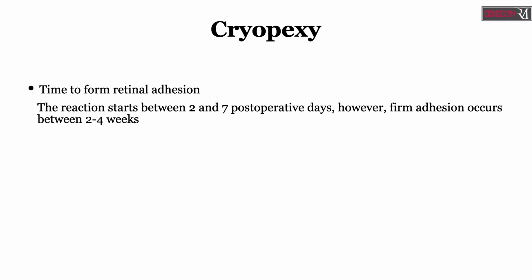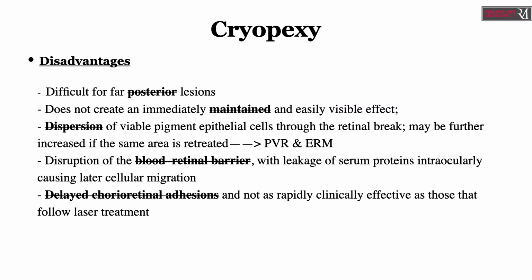Commonly, the reactions start between 2 and 7 days for the cryopexy, and the firm adhesions occur between 2 and 4 weeks. The disadvantages of the cryopexy are that it's difficult to apply for the posterior lesions, and it does not form a maintained, easily visible effect, which means when you remove your cryoprobe or stop your cryo application, it is not like the PRP. You don't have a mark at this place, so you may reapply a cryo application again if you don't know how it looks after you remove your cryo application.